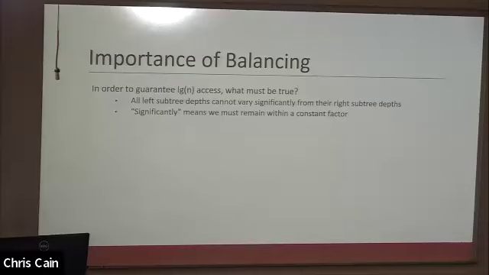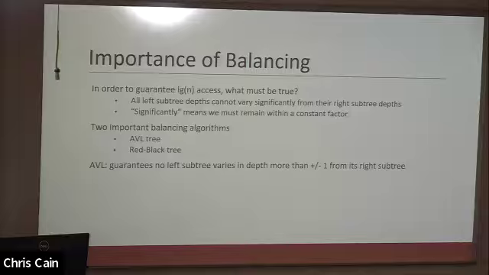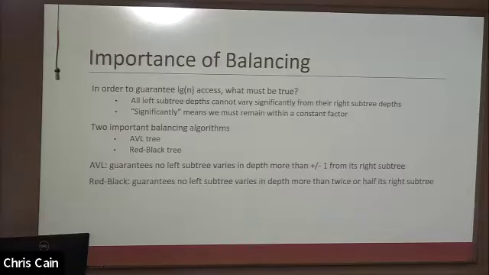The one we are going to study says that the left subtree depth and the right subtree depth cannot vary by more than 1, plus or minus 1. So it's a much tighter bound on what we're going to declare to be balanced. So those are the two algorithms, AVL and red-black. The one we're studying, AVL, has no left subtree that varies more than plus or minus 1 in depth from its counterpart right subtree. And red-black just says twice or half. So times or divided by 2 rather than plus or minus 1.